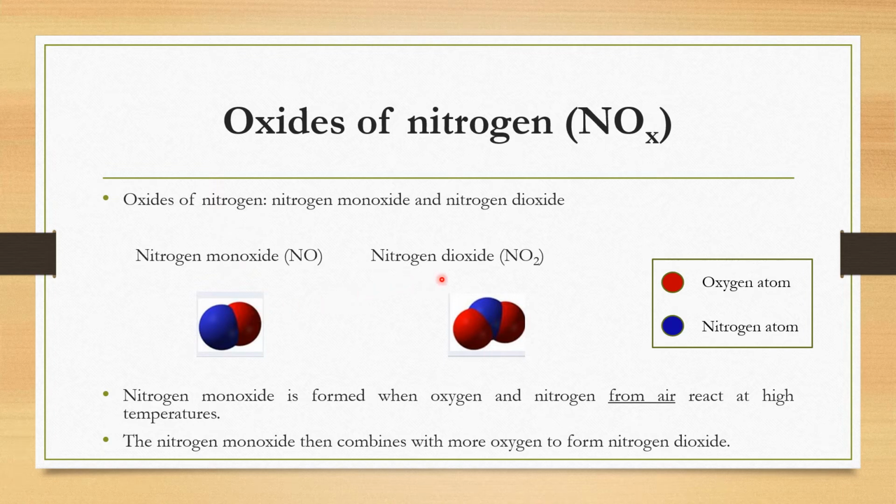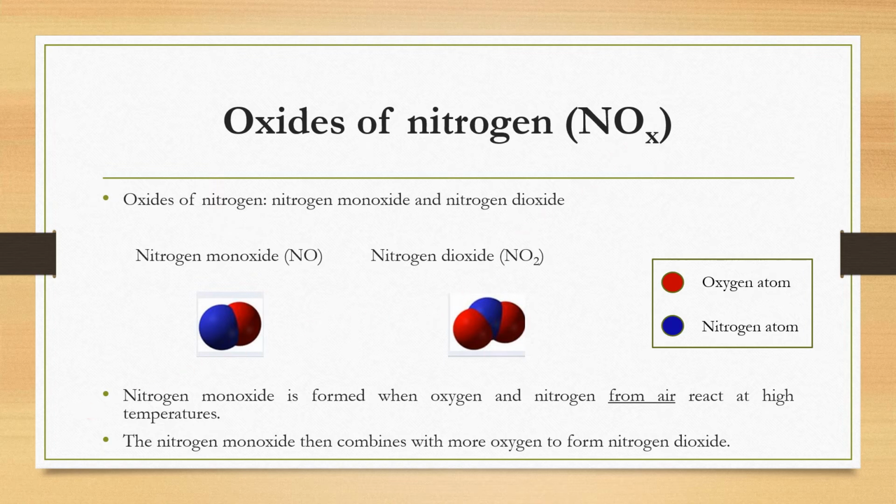On the other hand, nitrogen dioxide has formula NO2. In one molecule of nitrogen dioxide, one atom of nitrogen is chemically joined to two oxygen atoms. Note that oxides of nitrogen are represented by the formula NOx.